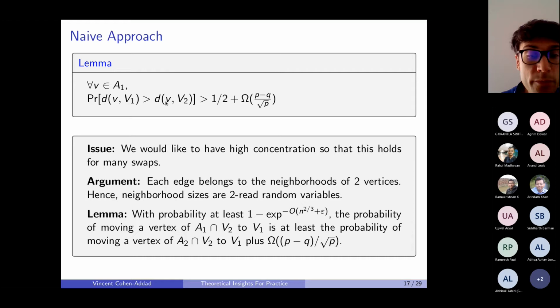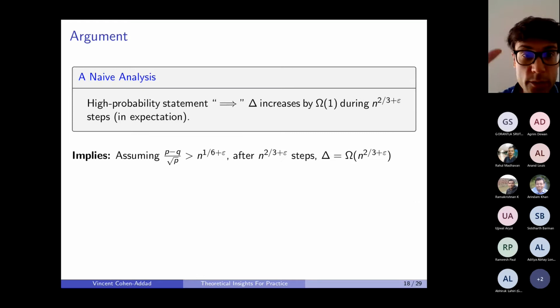So these random variables are two-read random variables. And so you can show that you have almost Chernoff bounds, slightly weaker than Chernoff bounds, but we can show that with probability at least one minus this number, the probability of moving a vertex of A1 intersect V2 to V1, so this is a good move, is at least the probability of moving a vertex of A2 intersect V2 to V1 plus this number. So this is the good move, and this is the bad move. Now we are saying that making a good move is larger than making a bad move plus the signal-to-noise ratio. And this is going to happen with a very large probability. So we are happy because now we have concentration bounds because these variables are two-read.